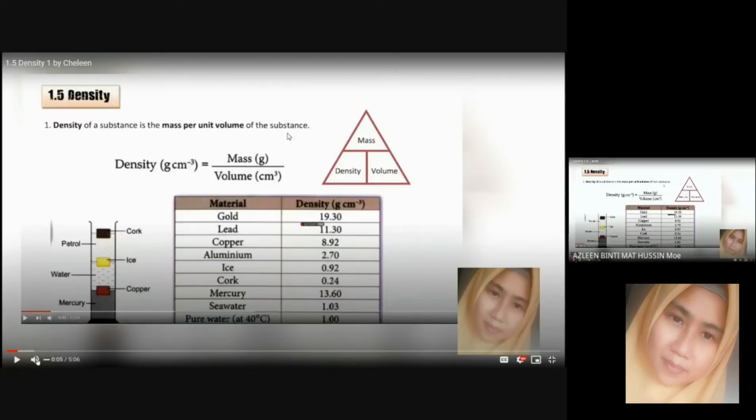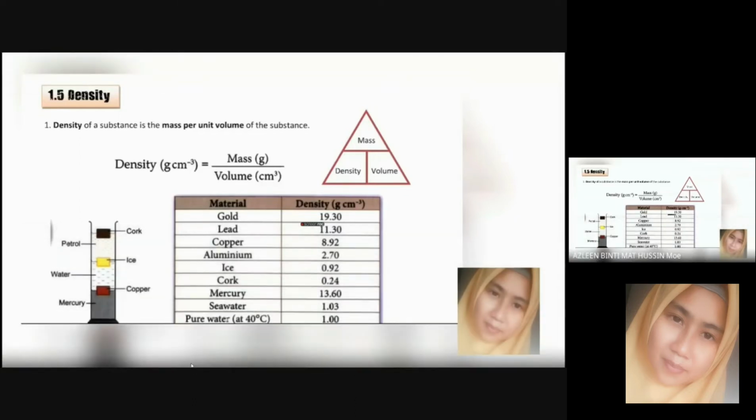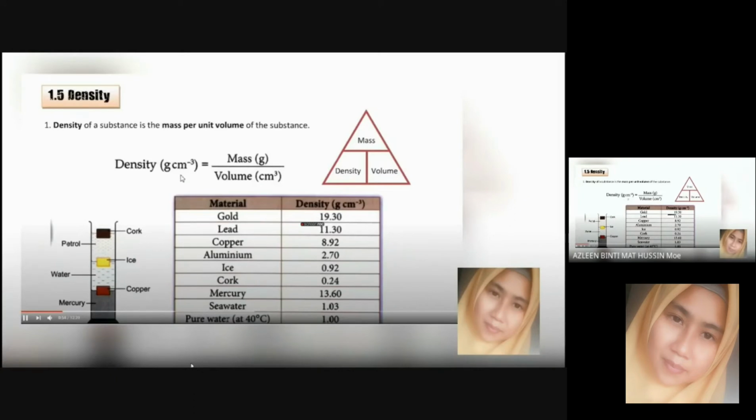Next, we are going to explore density. I am going to show you the meaning of density and what is the pyramid formula of density. And then we are going to study that different materials have different density, and look into some materials that have the same size, but one of them sinks in the water and one floats in water. Why?